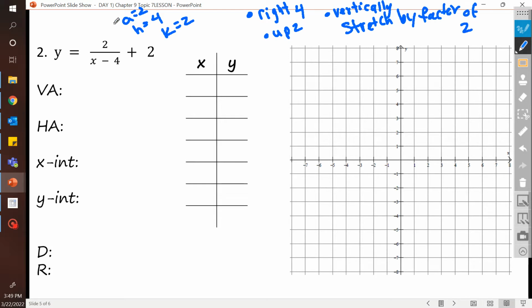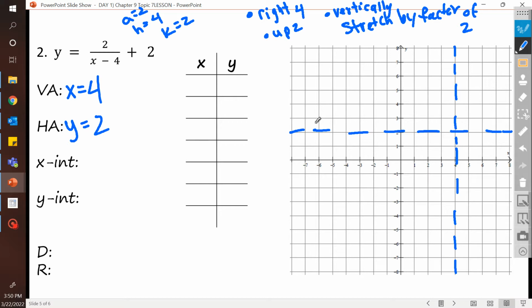Because the a value is 2, it's going to stretch it out by a factor of 2. All right, so I'm going to fill all of this information out. The vertical asymptote, x equals h, so x equals 4. This is right here. Horizontal asymptote, y equals k, so y equals 2, which is right here. We'll get to the intercepts in just a second.